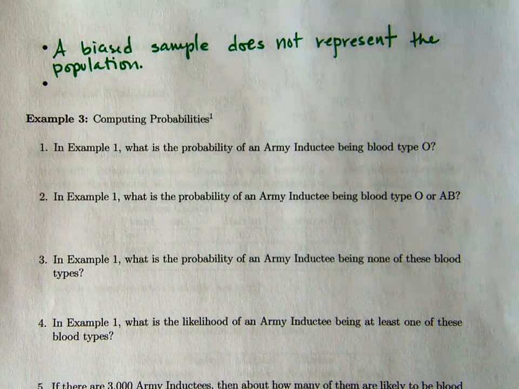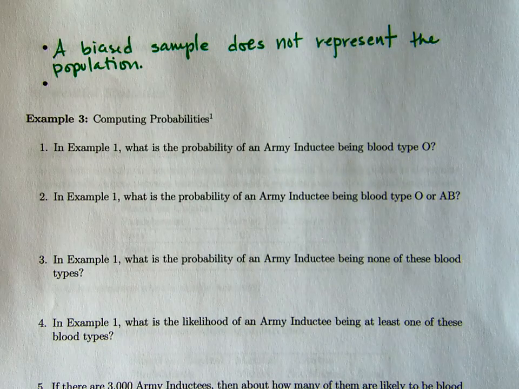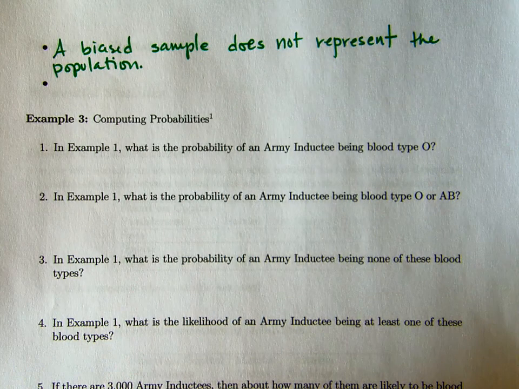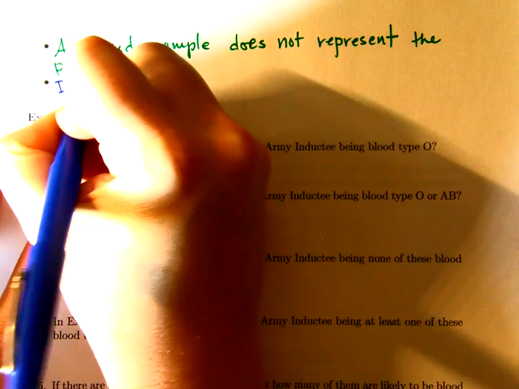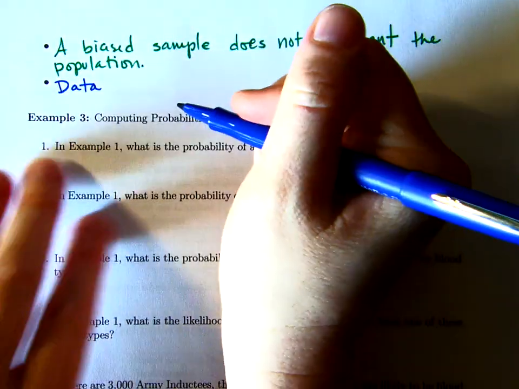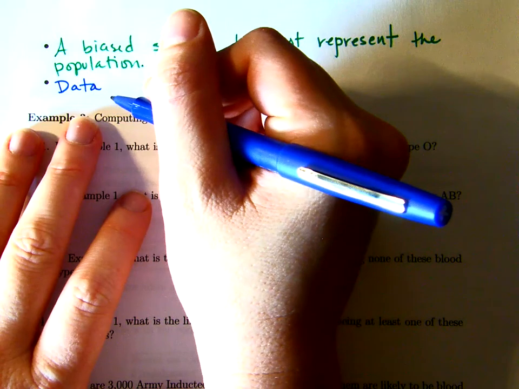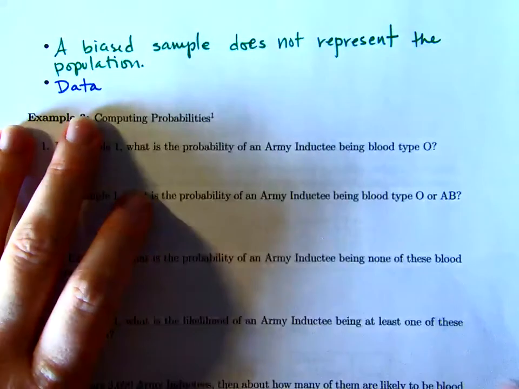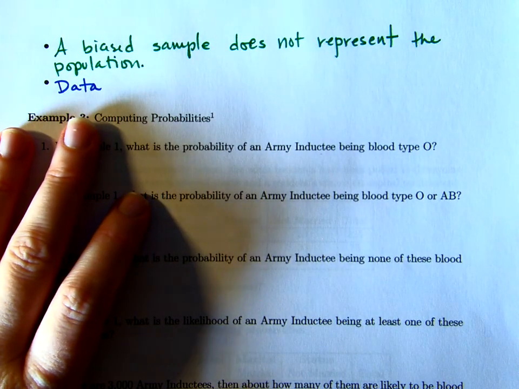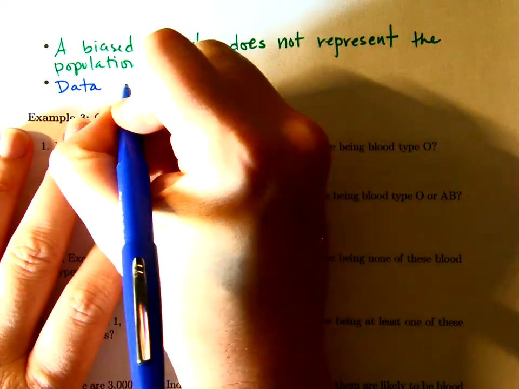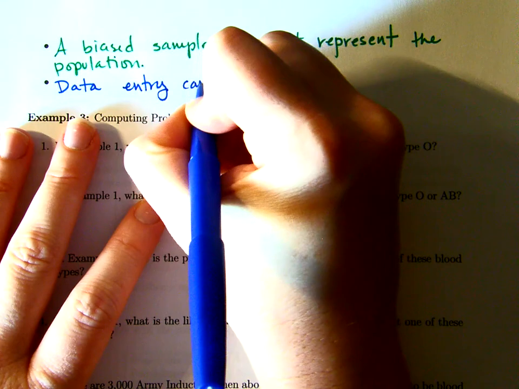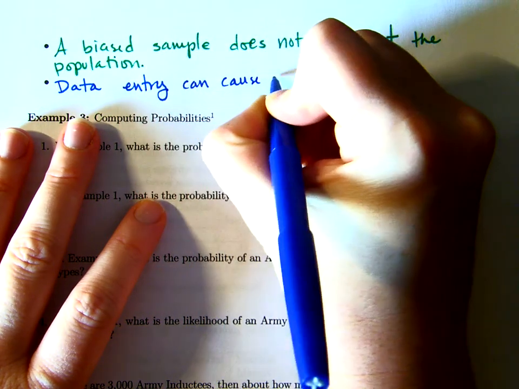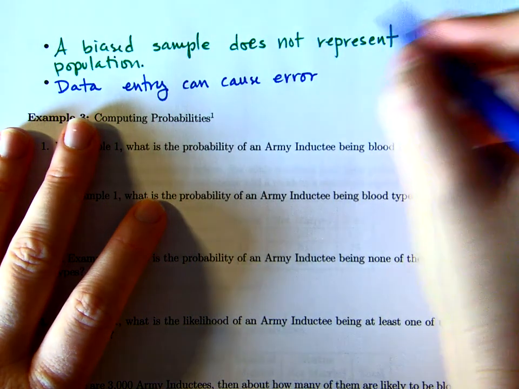And then data entry itself, the human aspect, can cause error in a research project. So just so that everyone knows, research isn't perfect, and we try to do our very, very best to control all of these things when we are doing it. So data entry can cause error too. We have to be careful.